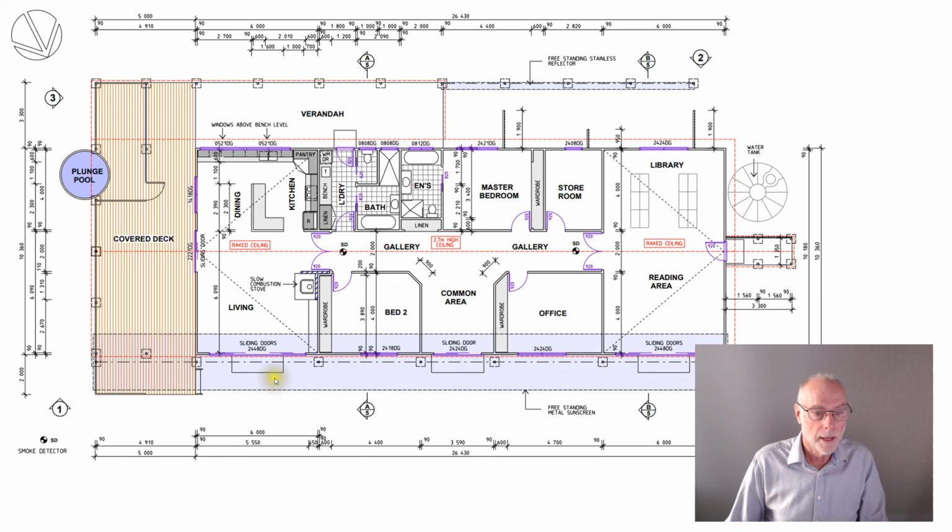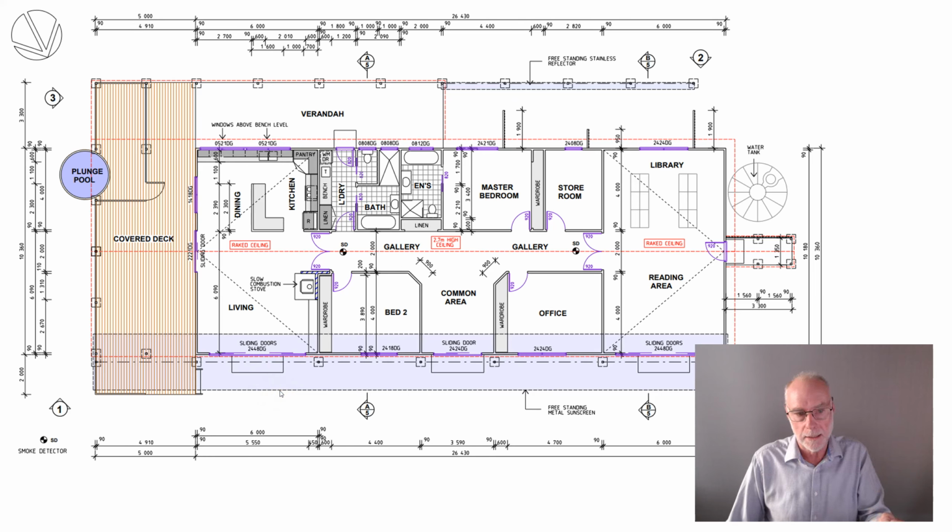Big window, and again, big sliding doors. So there's a huge amount of glass area across the northern face of the house to get that winter sunshine in. There is an eave that overlaps above those windows to stop summer sun coming in.